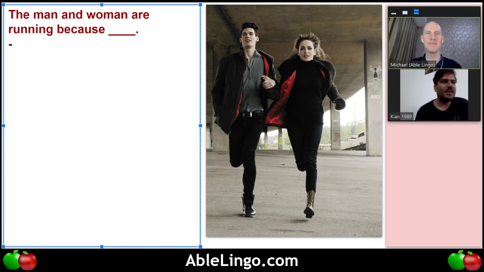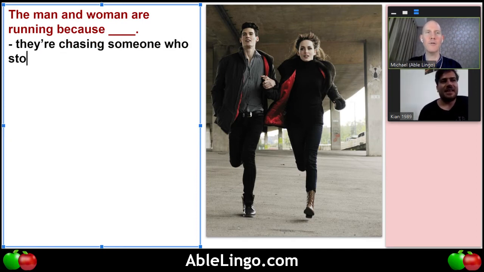Well, I guess they're secret agents, so they're running. Yeah, we answered this one. Maybe they're chasing someone who stole a nuclear weapon.